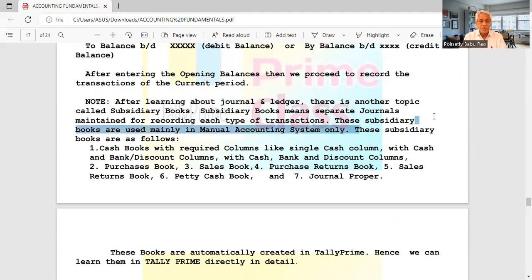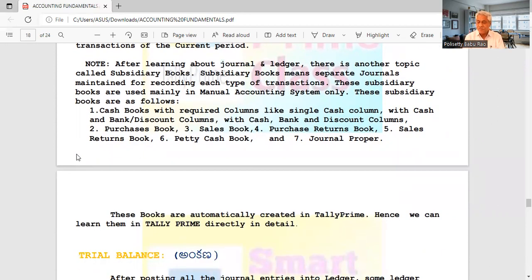So these subsidiary books will be as follows. These are the subsidiary books. First one, the main one, is the cash book. For cash receipts and cash payments, we maintain a book. It is called the cash book. This cash book is nothing but cash. We maintain a separate book for that.